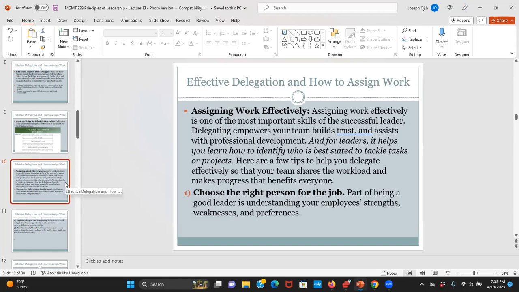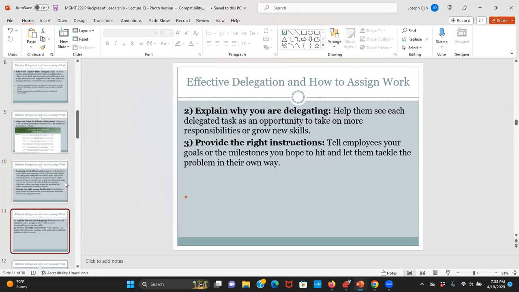So the next one will be explain why you are delegating. It's very important to explain why you are delegating. If you are delegating a task to someone out of the blue, it really helps when you provide the context for why you are giving them that responsibility. Help them see each delegated task as an opportunity to take on more responsibilities or grow new skills.